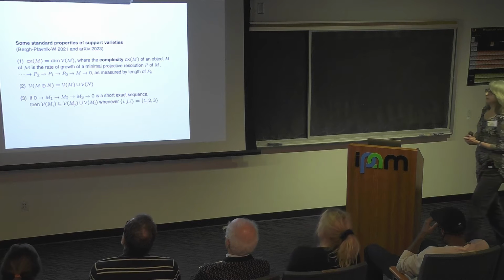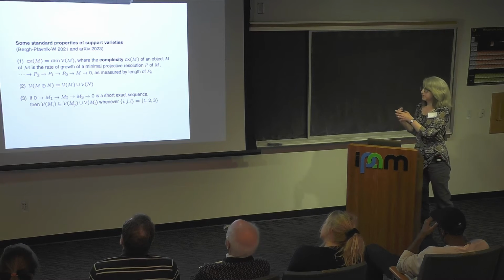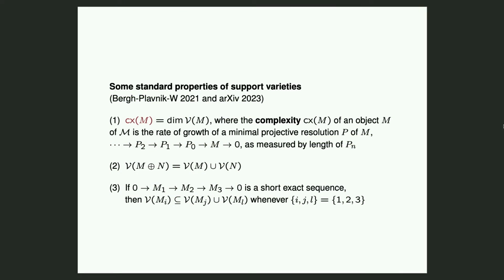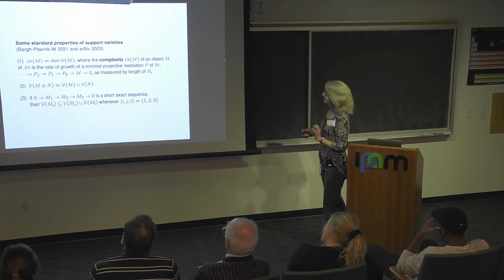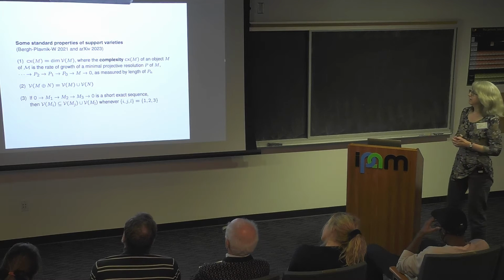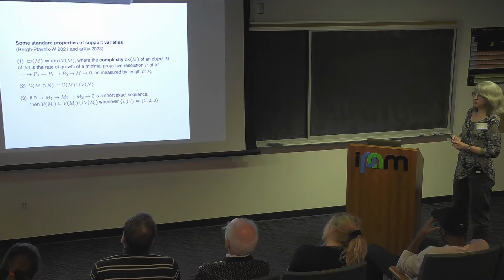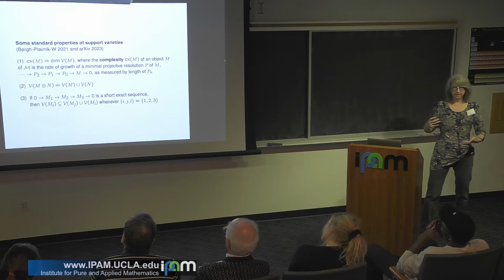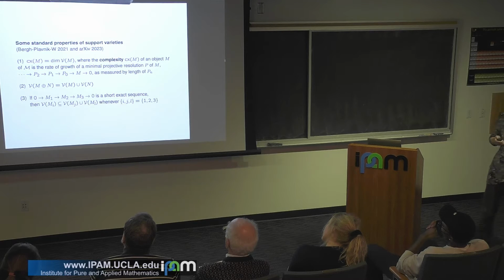Okay, standard properties. These are some standard properties going back to, say, finite group representations that you expect to hold in these kinds of settings. And these are the easier properties to prove. So I don't want to talk about the proofs, but I did want to mention them because I'll use them later. So the complexity of an object is the same as the dimension of the variety. And the complexity is just the polynomial rate of growth of a minimal projective resolution measured by the length of the projective object Pn, or equivalently by Frobenius-Perron dimension, so you can define it that way as well.